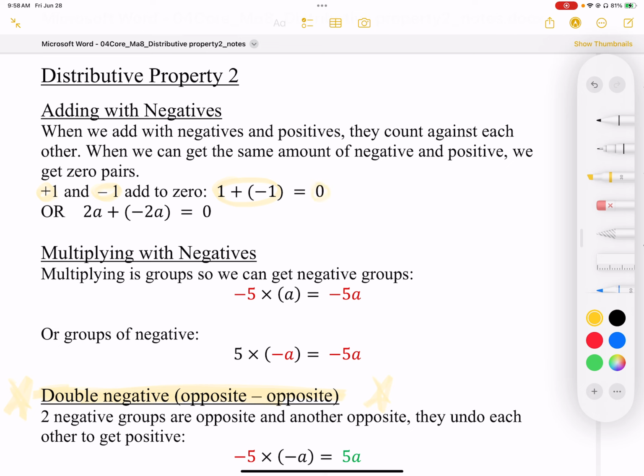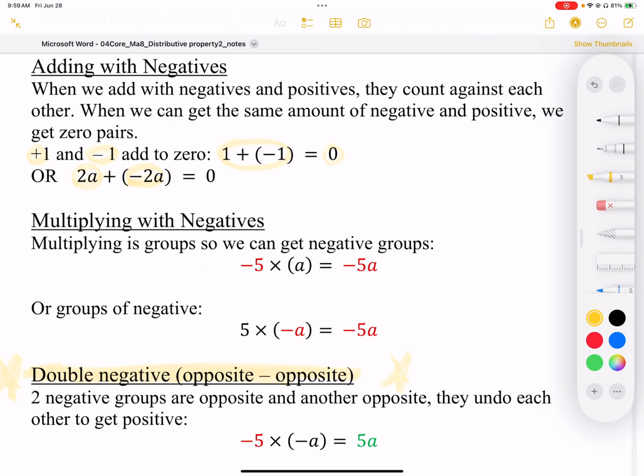and we end up with 0. So when I add opposites, I get 0. If I have 2A's and I add -2A's, these represent 0 pairs, they cancel each other out, and again we get 0. So when I add opposites, I get 0.